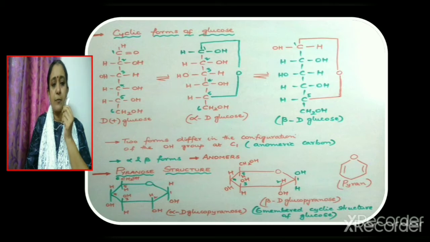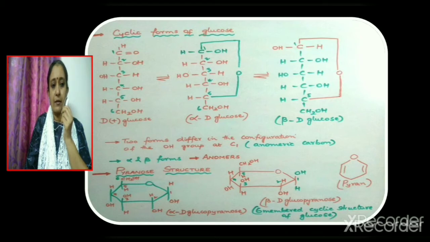Therefore, the first carbon is known as anomeric carbon, and the two forms, that is alpha D glucose and beta D glucose, can be called anomers. Let us now study about pyrano structure.